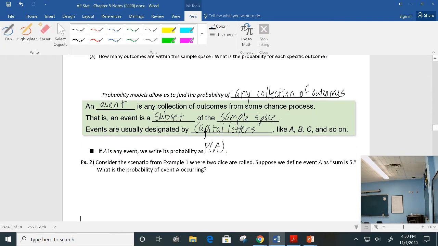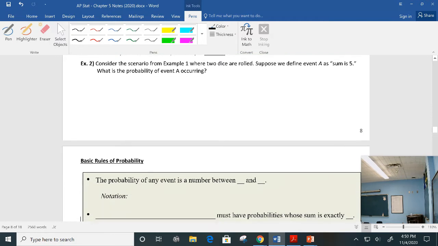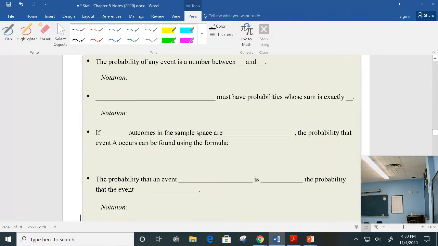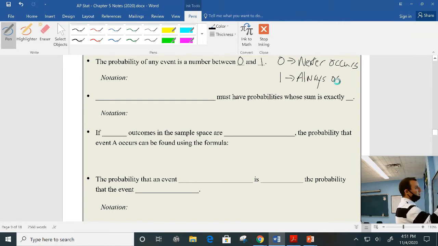Some important things to consider are the basic rules of probability. First, the probability of any event is somewhere between 0 and 1. You can't have a probability that's negative, and you can't have a probability that's above 1. Obviously, a probability of 0 never occurs. That would be like asking what's the probability I have a student that's 30 years old? 0. A probability equal to 1 always occurs.